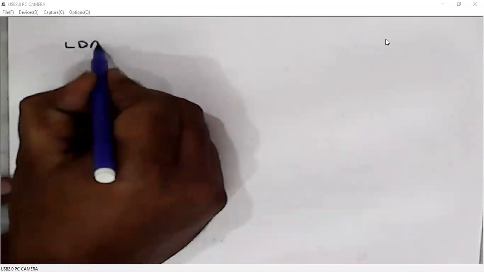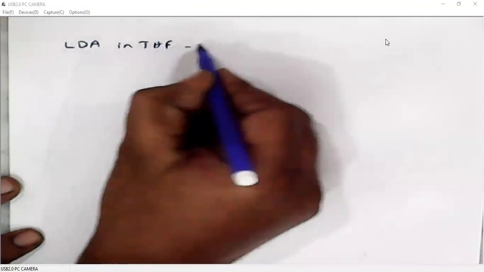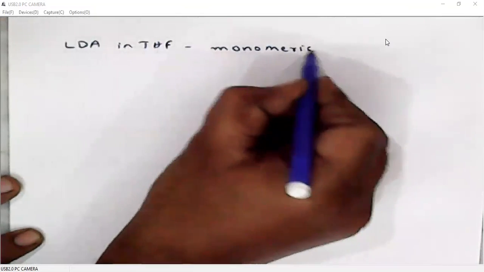Now we will discuss the structure of LDA. LDA in THF is both monomeric as well as dimeric.